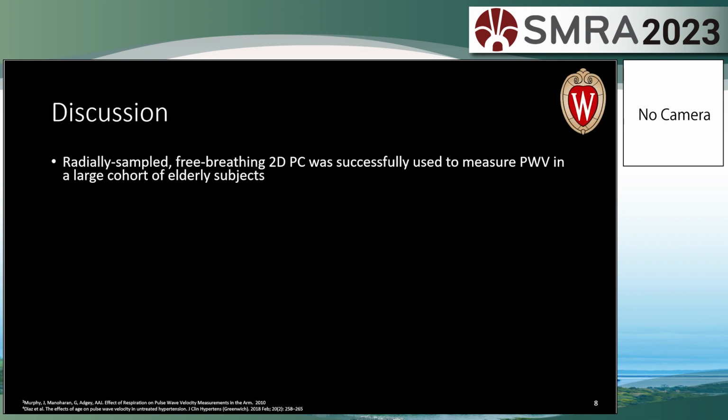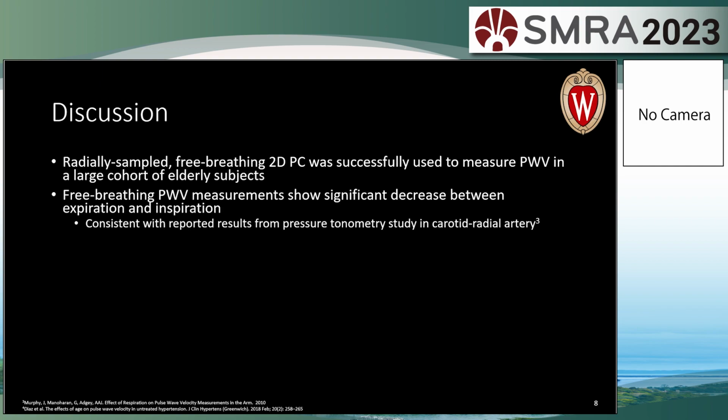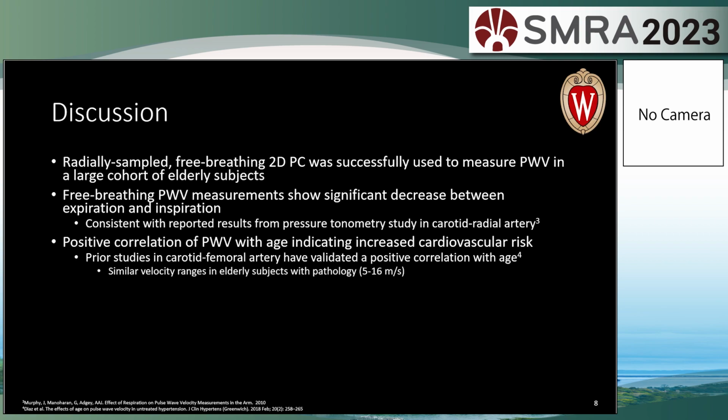So in conclusion, we were able to successfully measure pulse wave velocity in a large cohort of subjects at risk for Alzheimer's disease using a free-breathing, radially sampled 2D phase contrast sequence. We saw a significant difference between expiration and inspiration, which is consistent with reported results in the carotid radial artery. Additionally, we saw a positive correlation of pulse wave velocity with age, indicating increased cardiovascular risk, which we expect. Prior studies have shown similar results with hypertensive subjects, and they had similarly high velocity ranges in their elderly subjects. Lastly, we saw a consistent difference in pulse wave velocity between expiration and inspiration across the entire age spectrum.